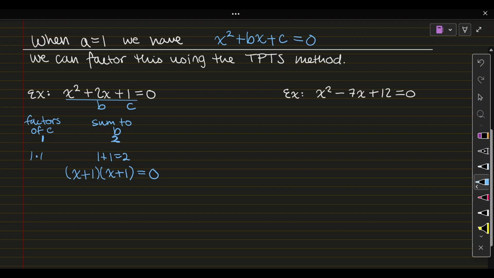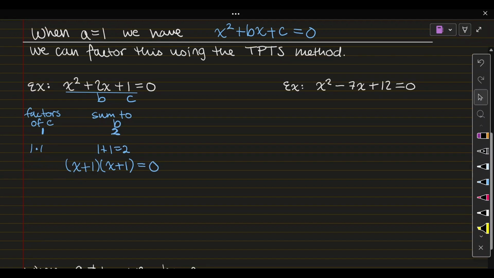And then to solve this, I use the zero product property. That is, if I have two numbers, a and b, and I multiply them, and they're equal to 0, then either a equals 0 or b equals 0. Think about that for a second. There are no two non-zero numbers that I can multiply together to get 0. So one of them has to be 0.